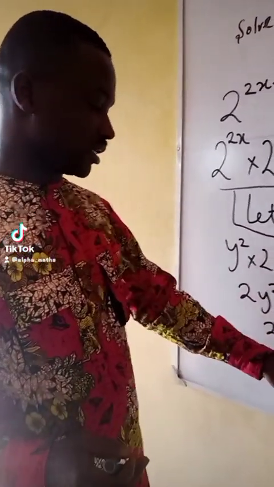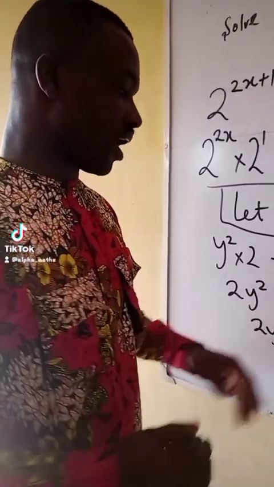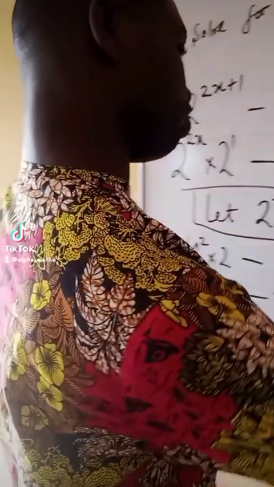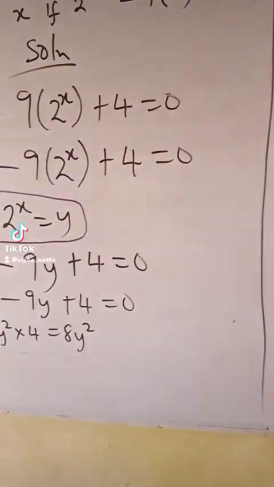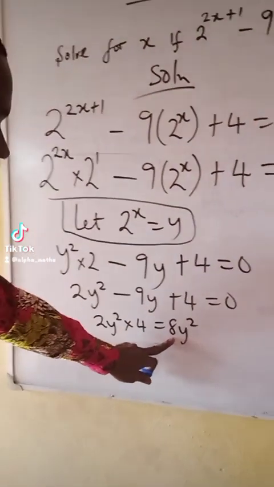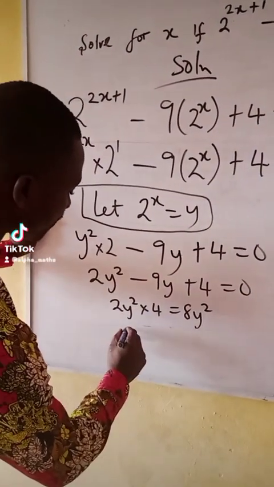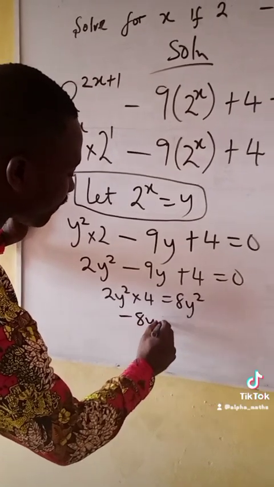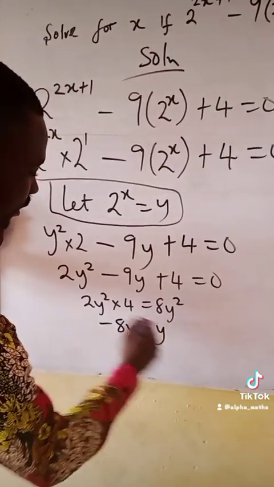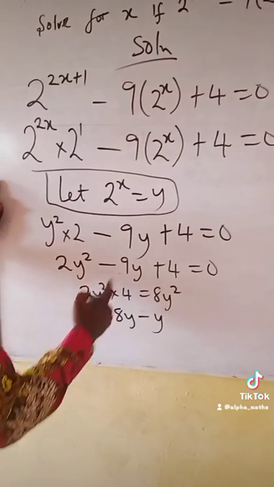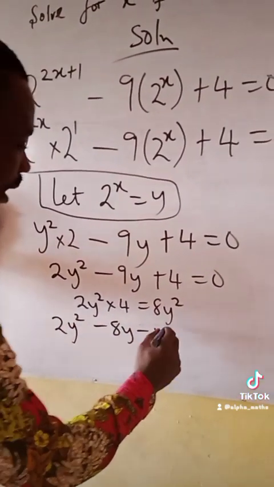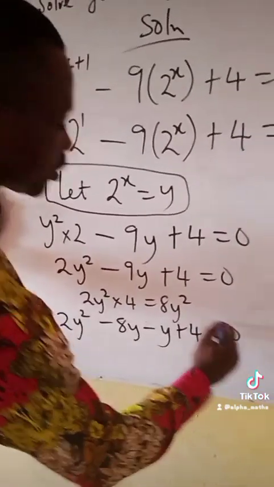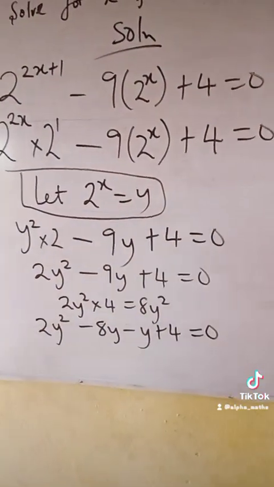Multiply, you have 8y squared. If you add, let's go for 8 and 1. Yes, 8 and 1. If you take 8 and 1, if you multiply, you have plus 8. So that should be minus 8y minus y. Now you replace this with that number, you have your 2y squared minus 8y minus y plus 4 equals 0.